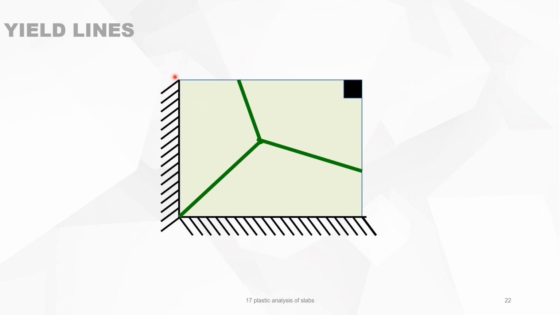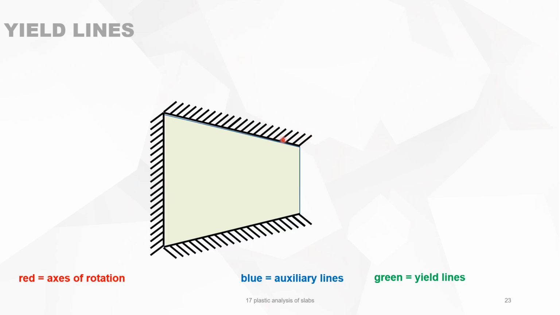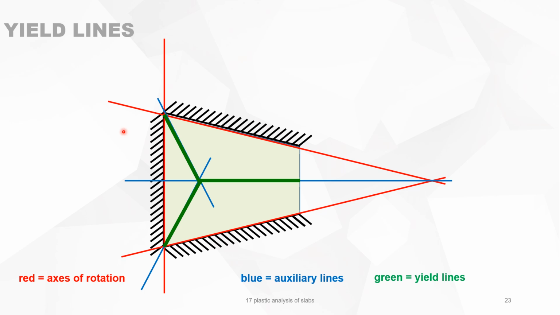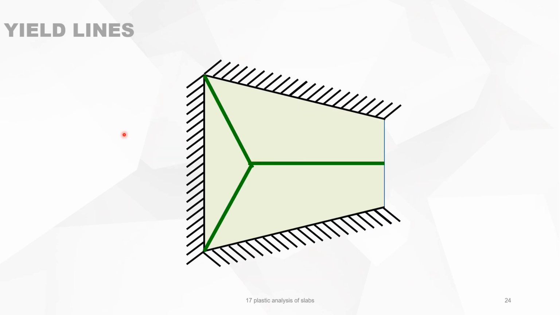You see that this is, for instance, how the loads are transferred. This portion of the slab is transferred to the column. This portion is transferred to this continuous support, and this portion of the load is transferred to this portion. We can take another example. We take the axis of rotation, the auxiliary lines, and again we can draw the yield lines of that slab. And then you know that this side is taking this load and this side is taking that load.